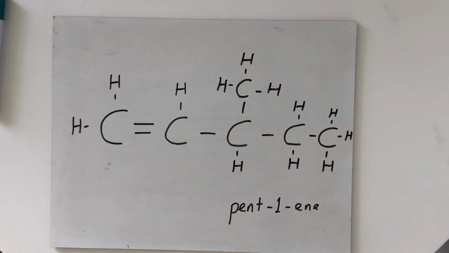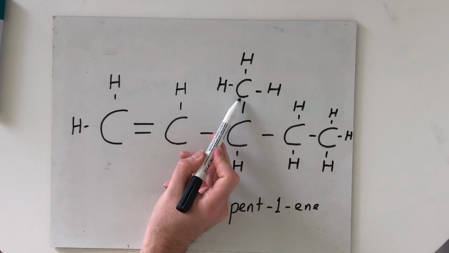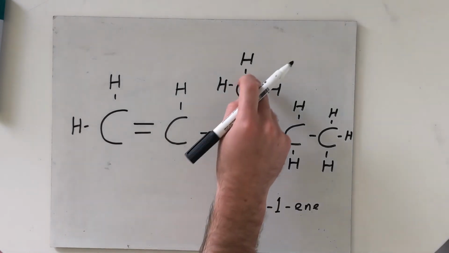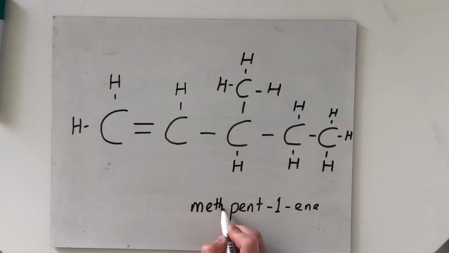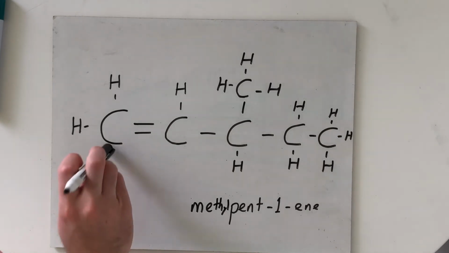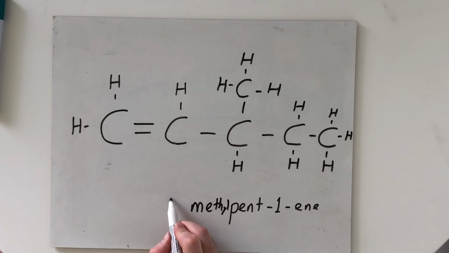Now we can go about naming any branches that are coming off. Do we see any branches? Well, what do we have here? We've got a methyl branch, because we've got 1 carbon and 3 hydrogens. So that's a methyl branch. And finally, we want to number the carbon atom that this methyl branch is coming off. 1, 2, 3. 3-methylpent-1-ene.